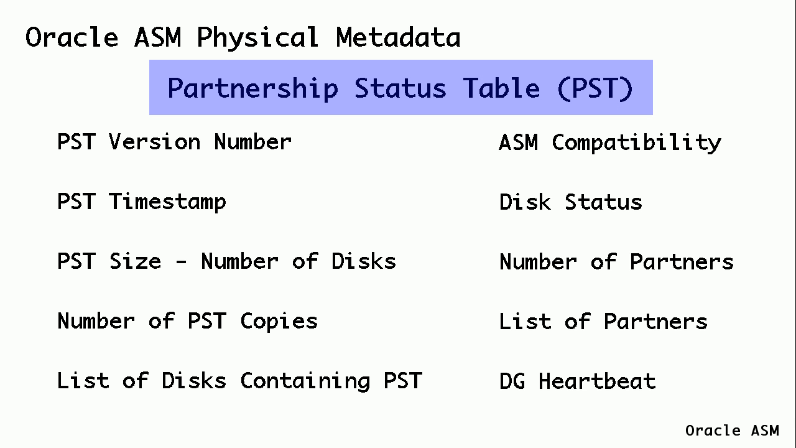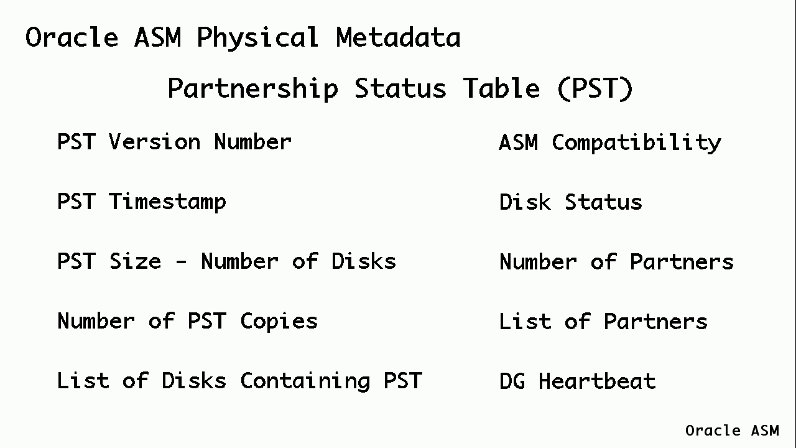Next, the Oracle ASM physical metadata structure is the partnership status table. The partnership status table keeps track of disk group membership and disk partnerships. Oracle ASM uses this information during mounting of disk groups to determine if enough disks are online. Oracle ASM can maintain multiple copies of the partnership status table for a disk group based on the disk group redundancy level.